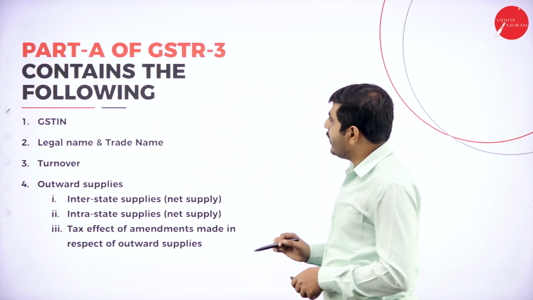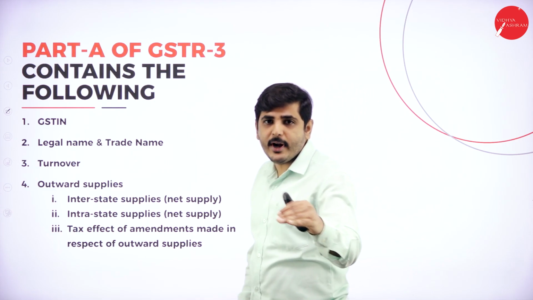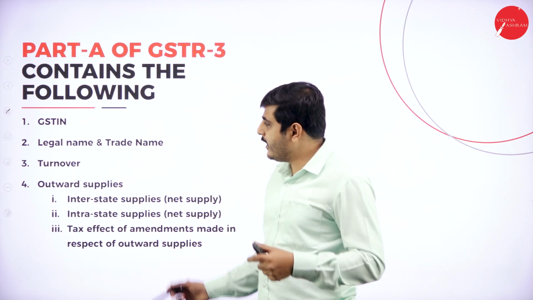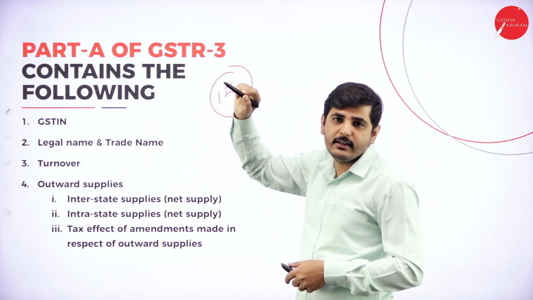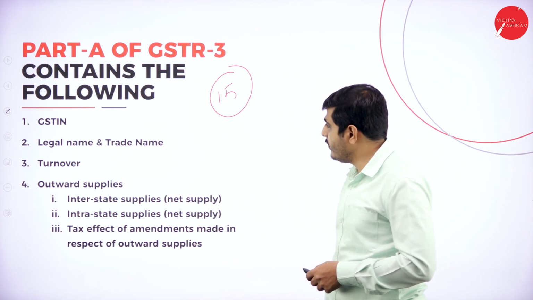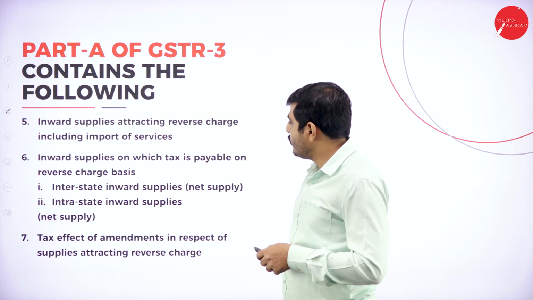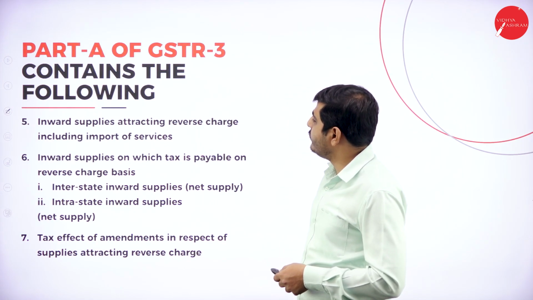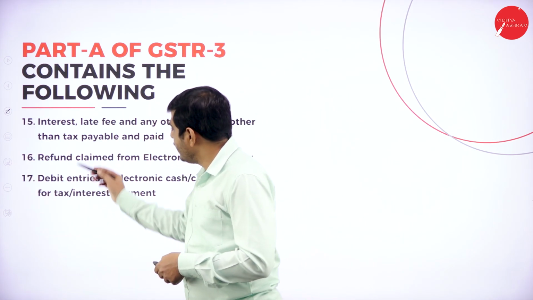Next point, these are the contents of GSTR 3. Under GSTR 3, we have two parts, part A and part B. We can expect this question for 15 marks: what are the contents of GSTR 3, or mention the contents of GSTR 3. All this information is provided in the notes, so please read that for 15 marks. Up to here is part A, and from here we get part B.